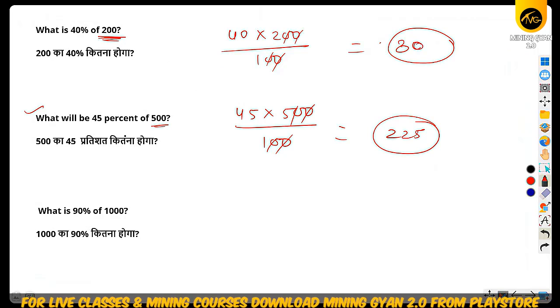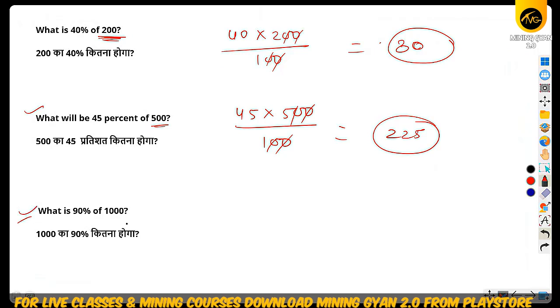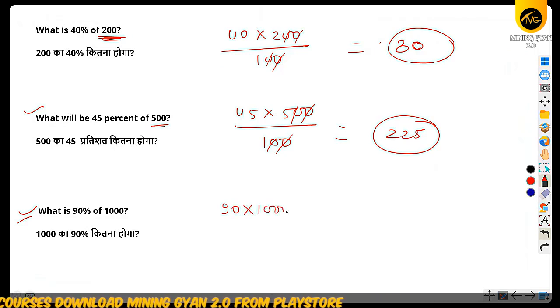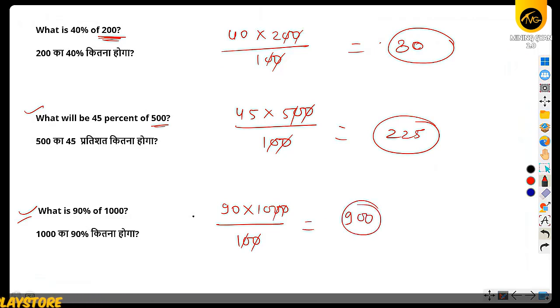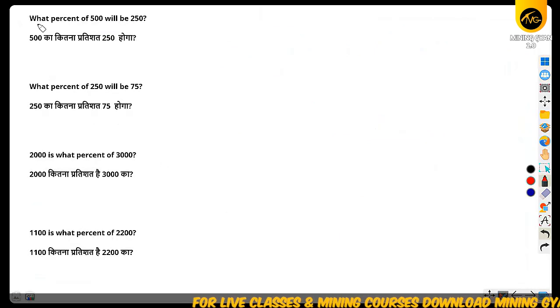Now similarly, what is 90% of 1000? 90% of 1000, that means just multiply 90 into 1000 and divide by 100. So 900 is the total amount, the 90% amount of 1000. Okay, is it clear now? Now let's move on to another portion.